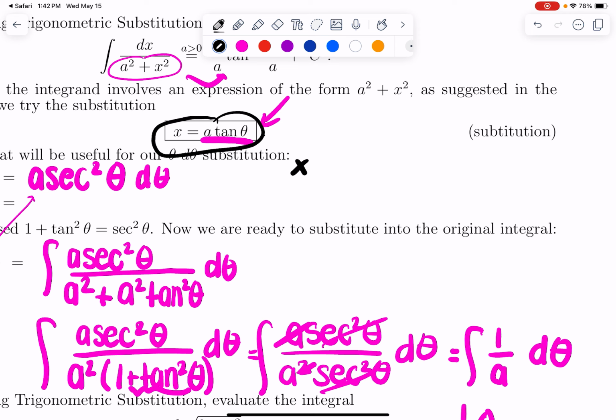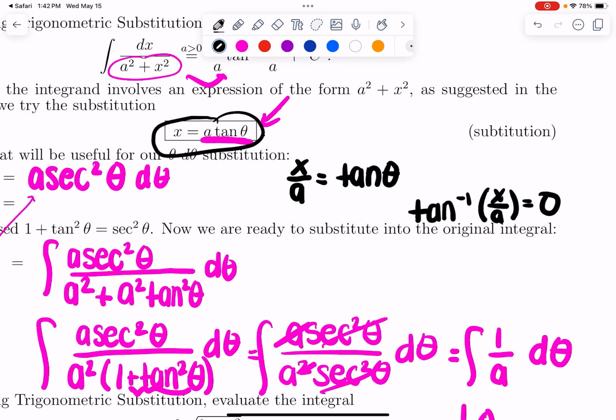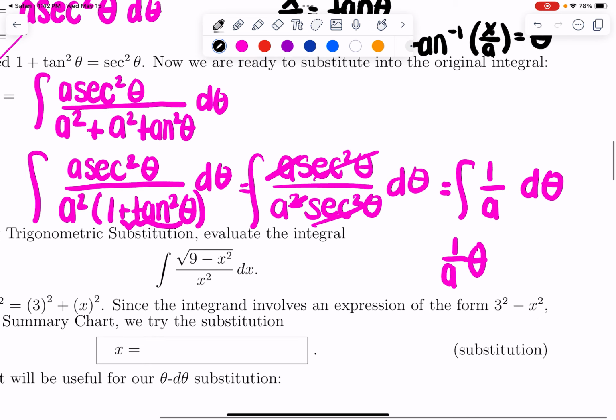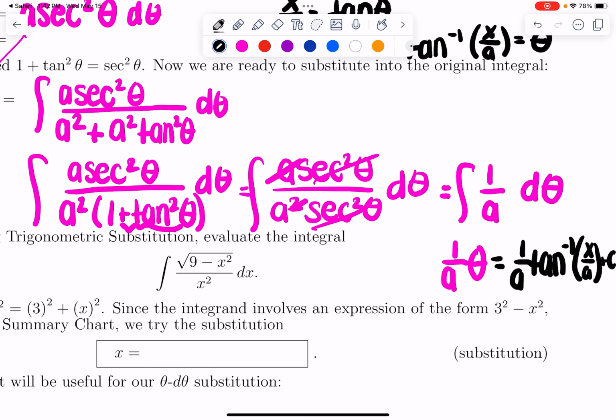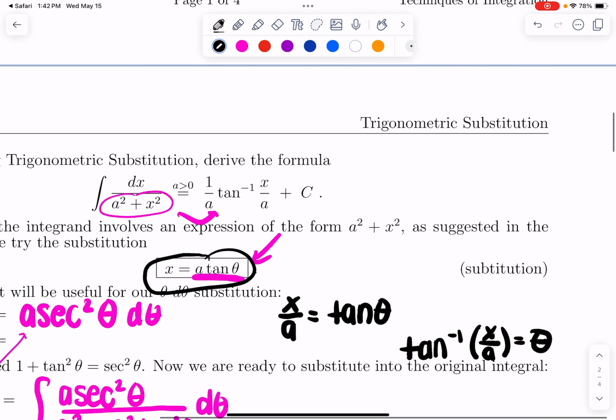You would first divide by a, so it would be x over a equals tangent of theta. The opposite of tangent is the inverse, so it would be tan inverse of x over a equals theta, and I would replace it with that theta I see there. So my final answer would be 1 over a times tangent inverse of x over a, and then plus c. And if you look above, that's what I was trying to find.